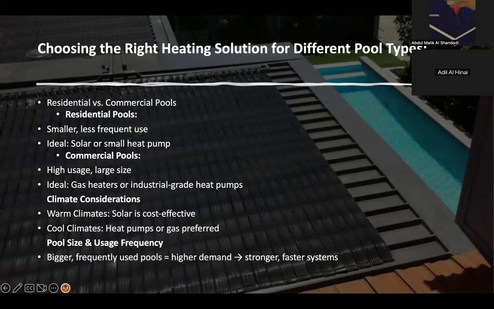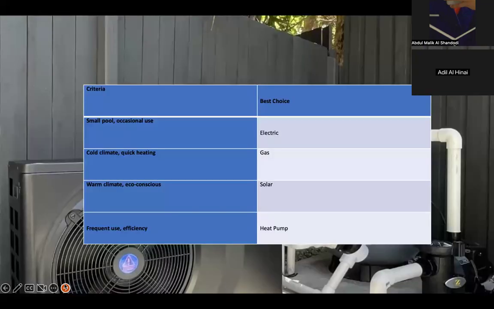In a warmer climate, solar pool heaters may be the most cost-effective and sustainable option. Heat pumps or gas heaters would be most suited for cooler climates. Pool size and use. Big pools need a powerful heating system. This section highlights how the frequency of usage and sizing may influence the choice of heating system. Here's a table showing each criterion with the best choice of heater.